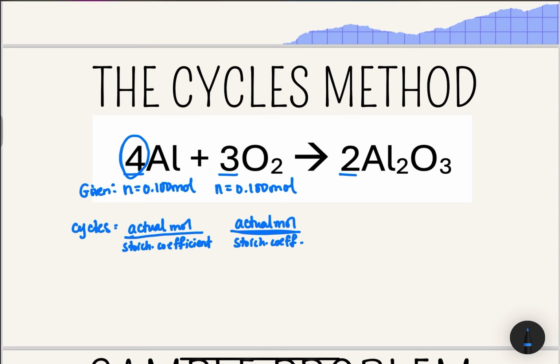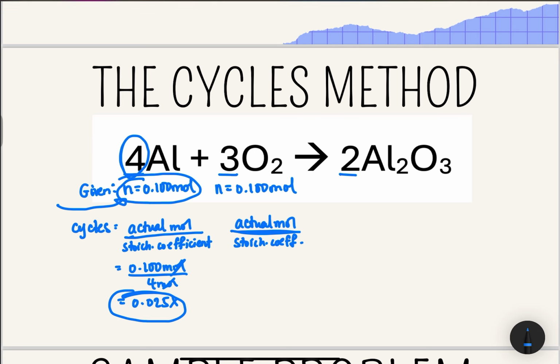So for aluminum, the actual mole is what I would actually have in this situation, though I just made it up. For aluminum, I've got an actual mole value of 0.1. My coefficient is 4 moles. Moles cancels out, and I'll get a cycles of 0.025x, or times. What this means is that if I have this much aluminum, I would be able to run the reaction this many times.